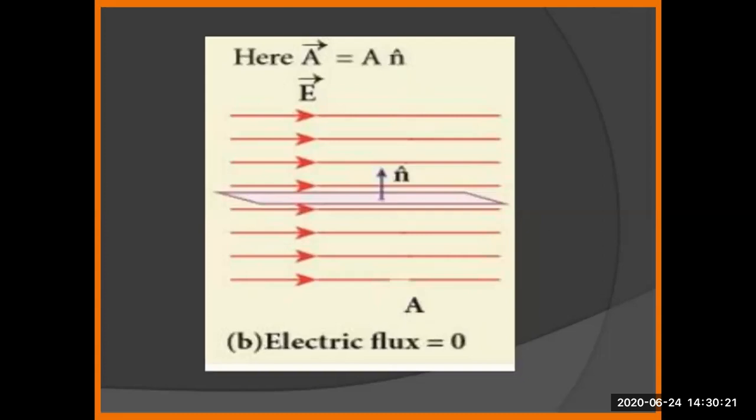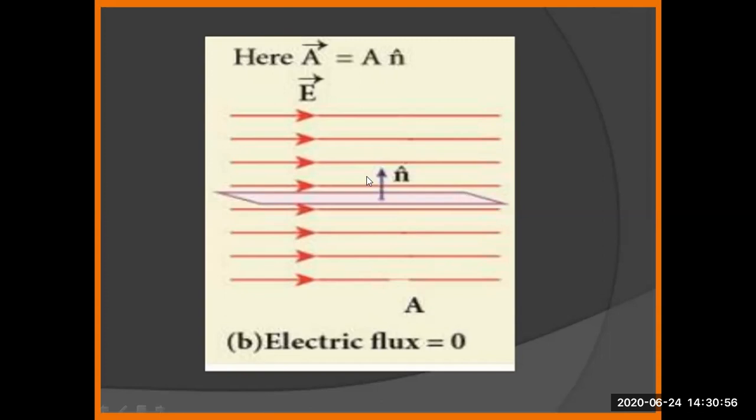Now when it is placed parallel, the electric flux is zero because the lines don't pass through the surface. One more thing is that n is now perpendicular to the lines. The red lines are the electric field lines, and this small arrow is the direction of the unit vector. These are two perpendiculars, so you get cos of 90 because the angle is 90 degrees, and cos of 90 is always 0.